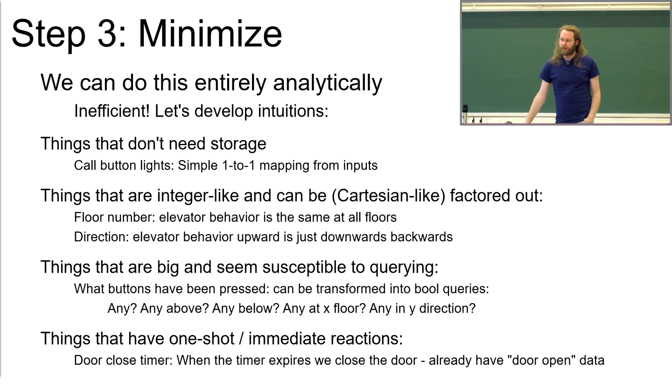And then there are big things. If you have a large table, like the table of orders, setting that up as a large list, up, down, up, down, Boolean, pressed or not pressed, and then we put that in our giant implication chart, it's going to get really large. The interesting things here aren't each individual table or each individual element of that table. The interesting part is things like, are there any orders? Are there any above us or any below us or any at this floor or any in this direction? And so it makes sense intuitively to disregard them. And then we have one-shot things like the door close timer. There is no state there, it's purely transitional.